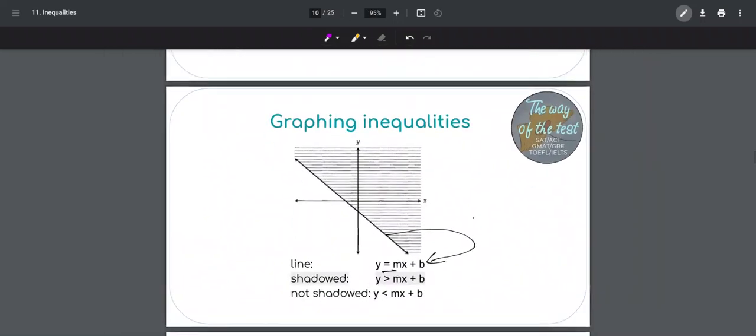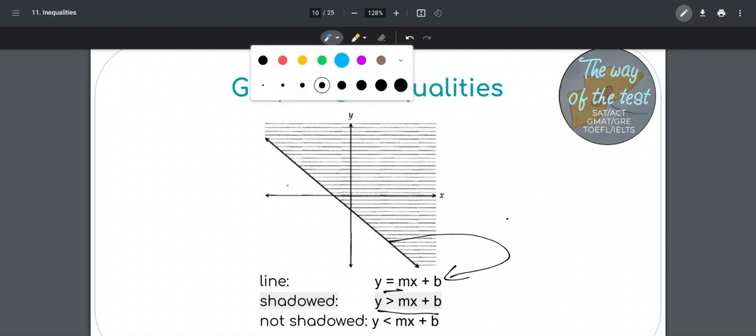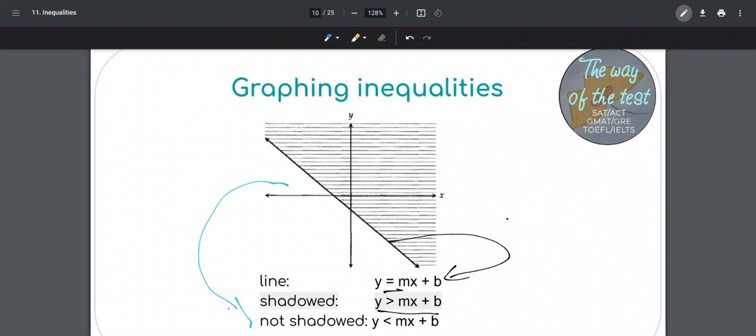In this case, everything that is shaded corresponds to the equation being greater than. So y greater than mx plus b. And everything below that line, in this case what is not shaded, will correspond to y is less than mx plus b. Pause the video right now, copy everything you see, and we are going to move on.